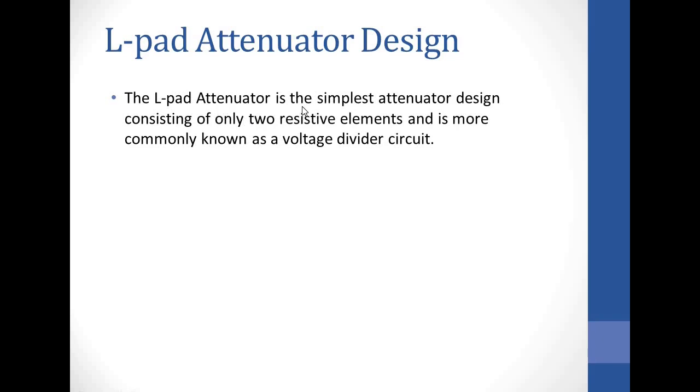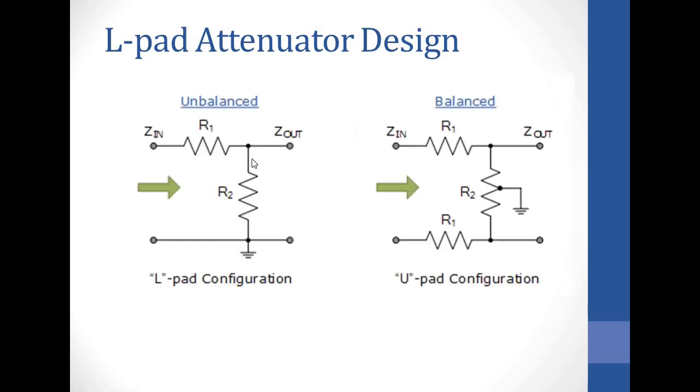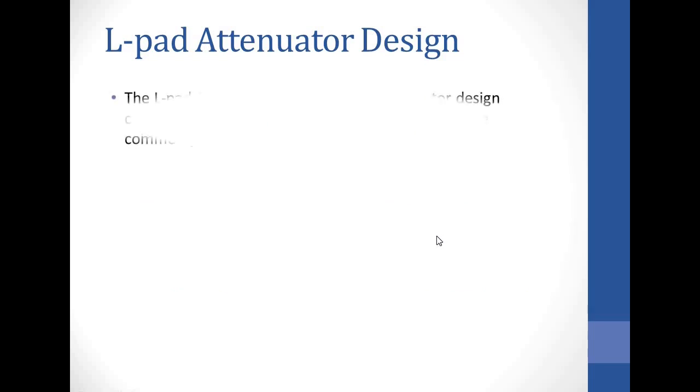The L-pad attenuator is the simplest attenuator design, consisting of only two resistive elements, and is more commonly known as the voltage divider. This is a simple voltage divider circuit with two resistors, R1 and R2, whereby these two can share the voltage. Whatever you have here is distributed between R1 and R2 depending on the ratio of those resistors.